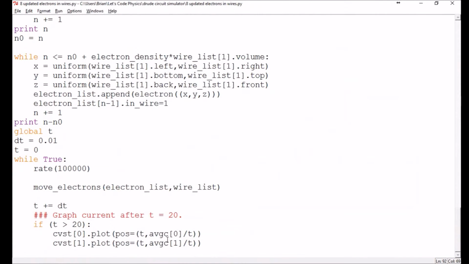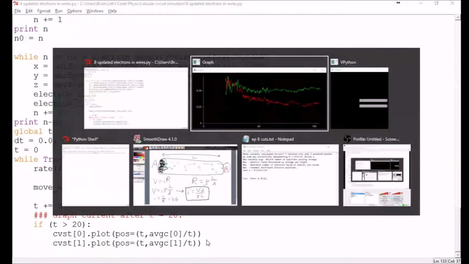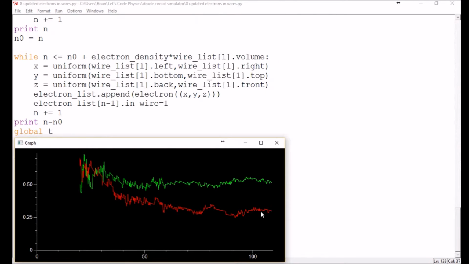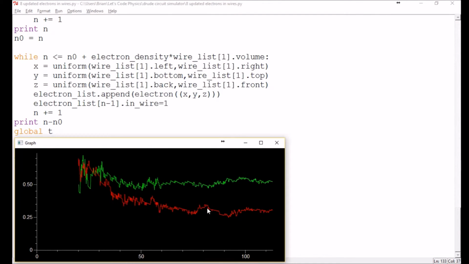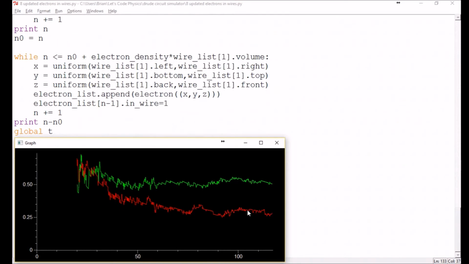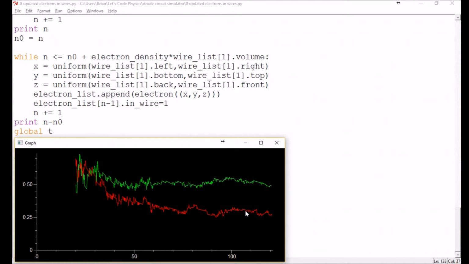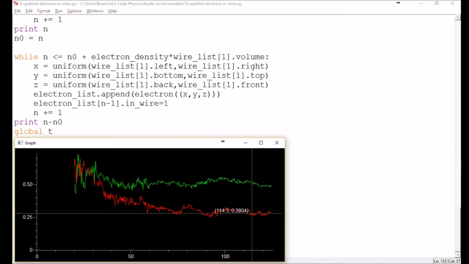Part of the reason for that is we're taking the total number of electrons divided by time. So if this remains consistent for a little while, then this is going to decay like 1 over time. So that's why you see this kind of 1 over time structure here. But it is gonna level out. Looks like after 100 seconds. Let's see what we get here.